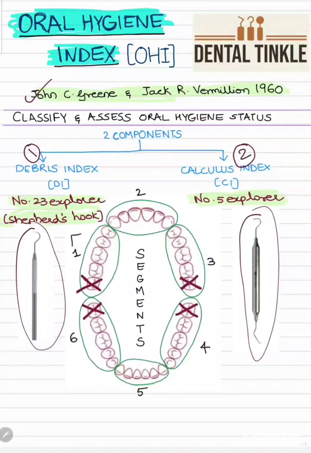The first segment includes the upper right posteriors. Second segment includes the upper anteriors. Third segment includes the upper left posteriors. Fourth segment includes the lower left posteriors. Fifth segment includes the lower anteriors. And the sixth segment includes the lower right posteriors. Third molars are not included in the examination.